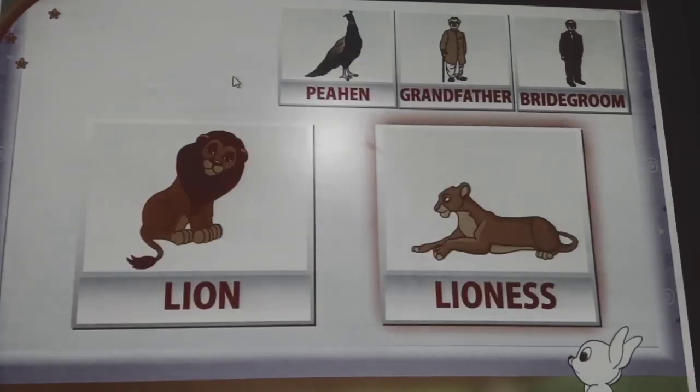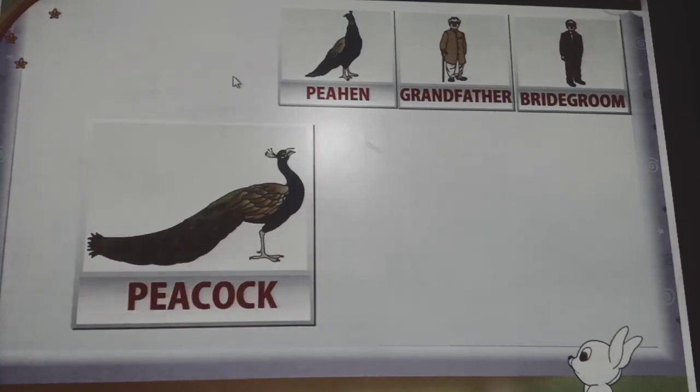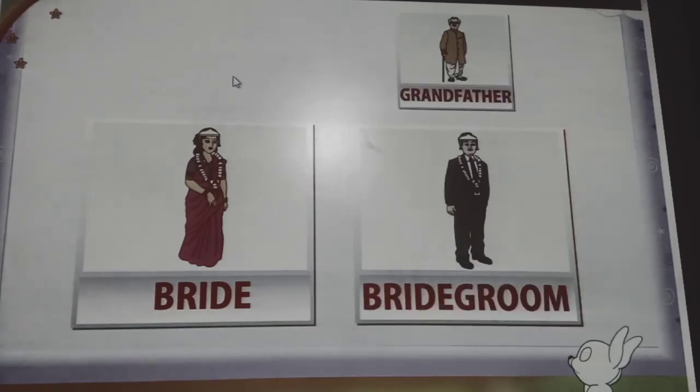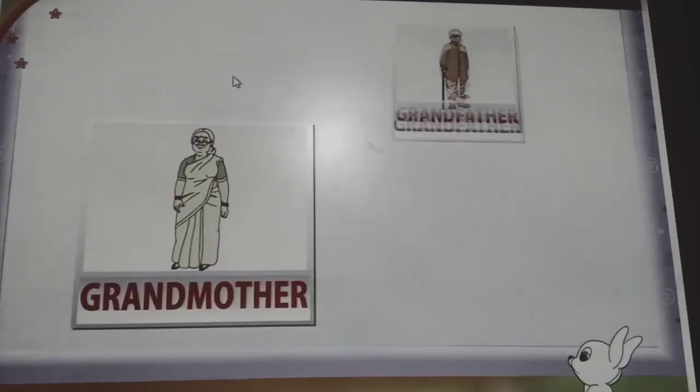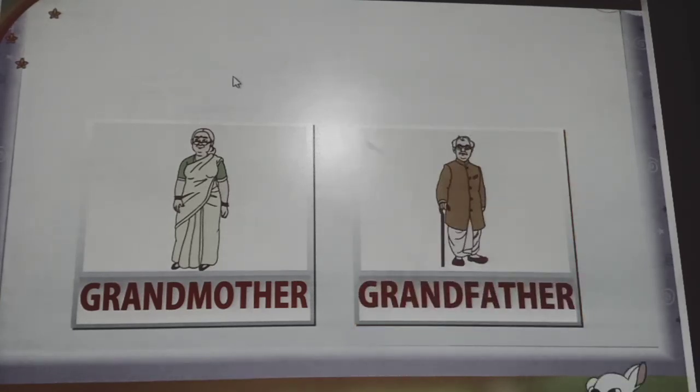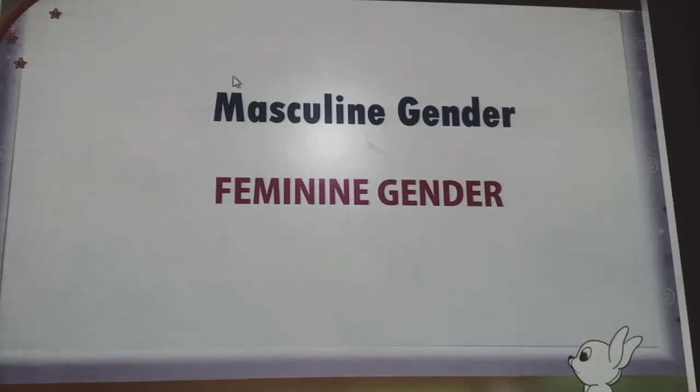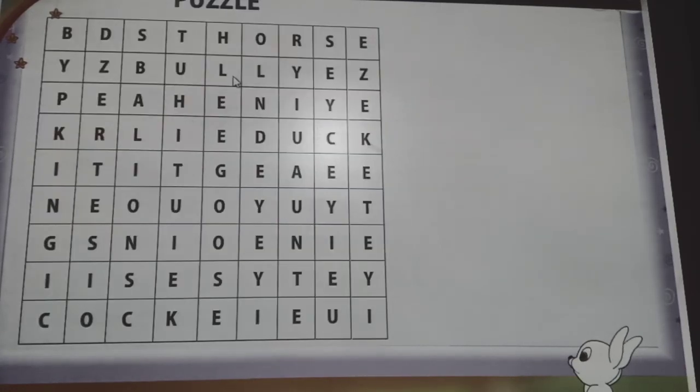Lion, lioness, peacock, peahen, bride, bridegroom, grandmother, grandfather. That was excellent, Rainbow. You remember the masculine and feminine gender. Some are hidden in this puzzle. You have to find them. Color the squares with masculine gender names in blue and those with feminine gender names in red.